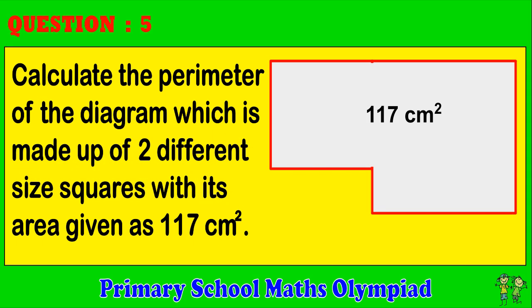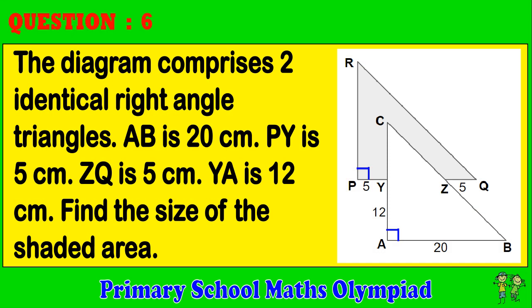Question 5. Calculate the perimeter of the diagram below, which is made up of 2 different sized squares with its area given as 117 centimeters squared. Question 6. The diagram comprises 2 identical right-angled triangles. AB is 20 centimeters, PY is 5 centimeters, ZQ is 5 centimeters, YA is 12 centimeters. Find the size of the shaded area.